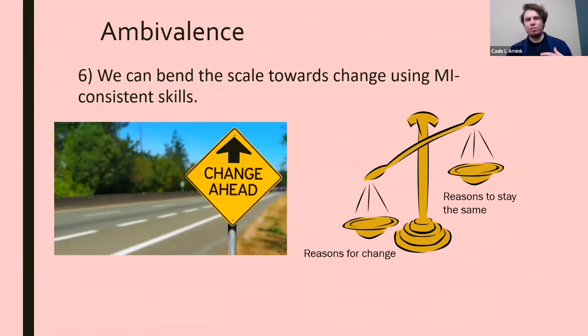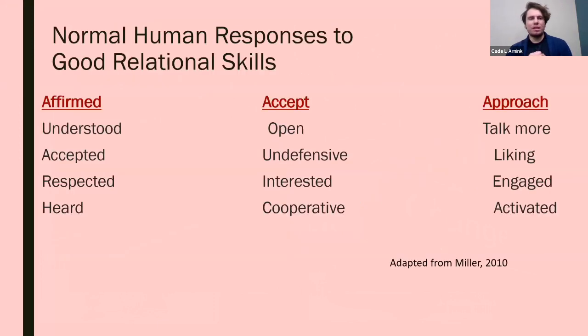And when we engage in these MI consistent skills, these good relational skills, and we'll get into this in a second, people tend to feel affirmed, accepted. They might feel a lot more open. They feel heard and respected. They talk more. They are engaged more in the process. And so that's what we'll be talking about today: how can we use MI as a tool to engage in these good relational skills.